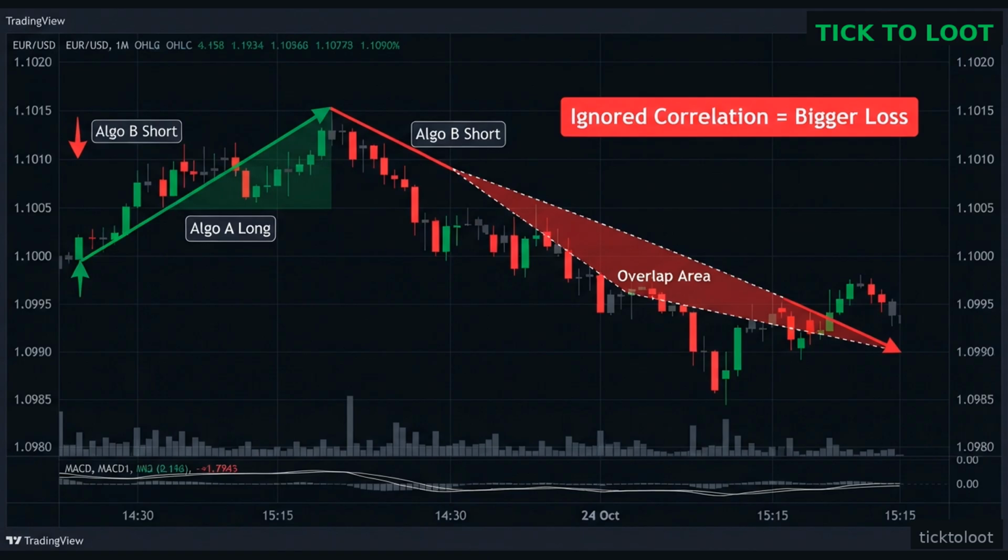Since you still hold both positions, the loss from Algo B wipes out the gain from Algo A and adds extra damage because you are effectively double exposed to the same move. In total, you lose 20 pips instead of just 10. This example shows the danger of ignoring algorithmic correlation. The overlap creates a hidden risk that magnifies losses. The takeaway is simple. Always check whether your bots are stepping on each other's toes before you let them trade together. By spotting overlap early, you can avoid turning a modest loss into a costly mistake.